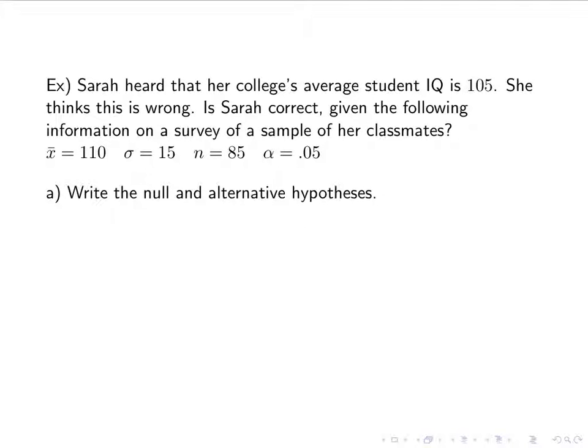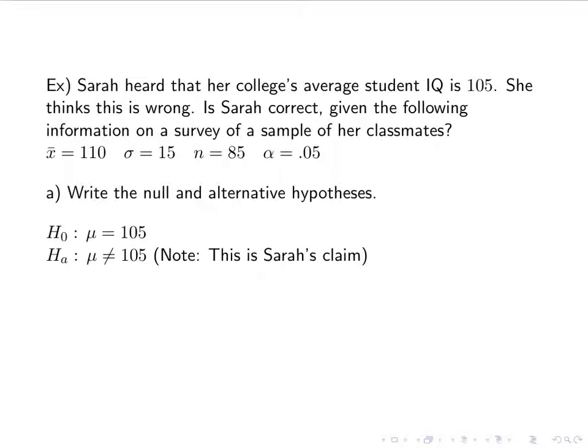So step A, write the null and alternative hypotheses. So Sarah heard that her college's average student IQ is 105. So mu is 105, mu equals 105. That must be the null hypothesis. The alternative hypothesis is not equal to 105 because Sarah thinks this is wrong. So wrong would be not 105. Okay. And again, this is Sarah's claim that the college's claim is wrong.